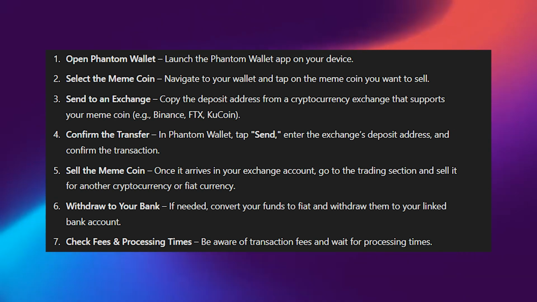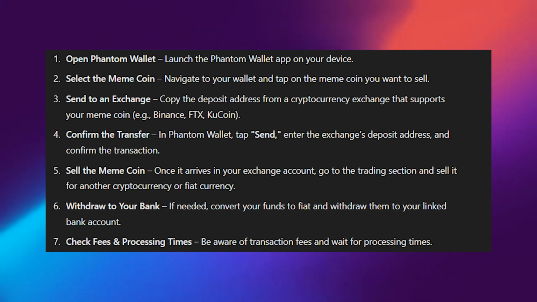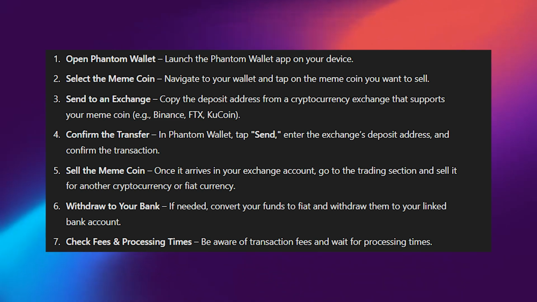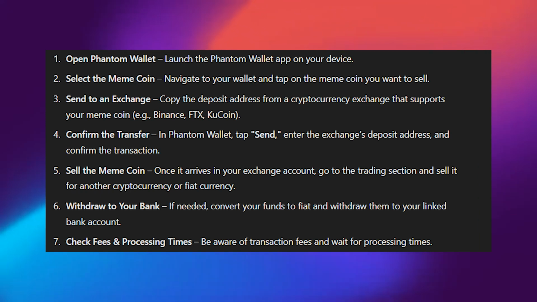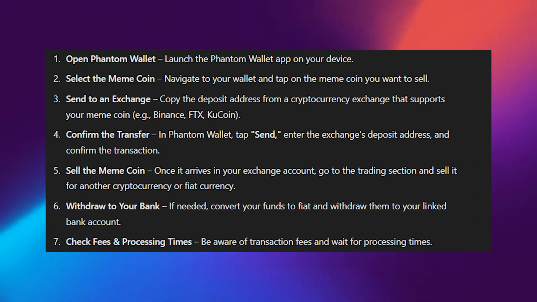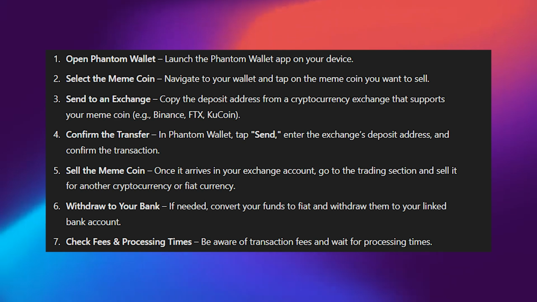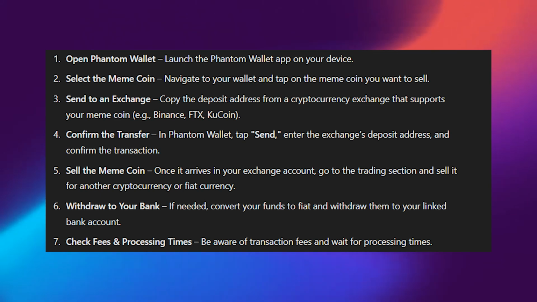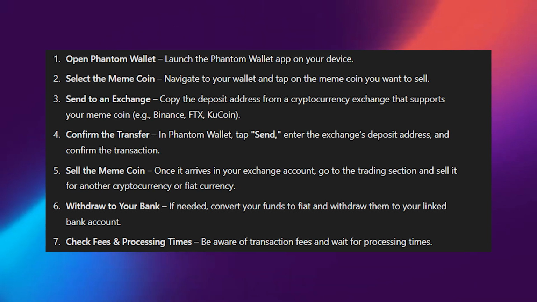So, here is the important thing. Be aware of any fees associated with transferring funds and executing trades. Now, second important thing, transfers and withdrawals may take some time to process depending on network congestion and exchange policies. And third important thing is to ensure you are using a secure and reputable exchange to safeguard your assets.